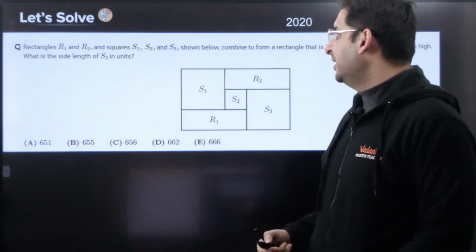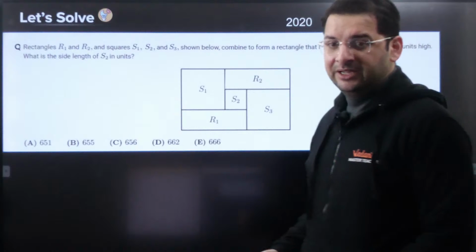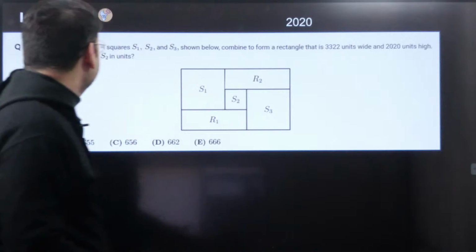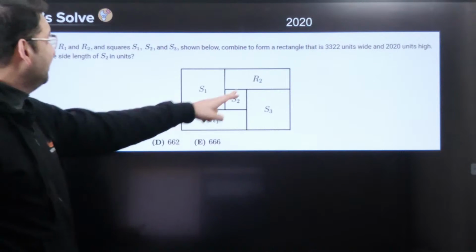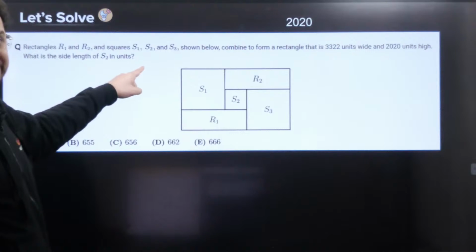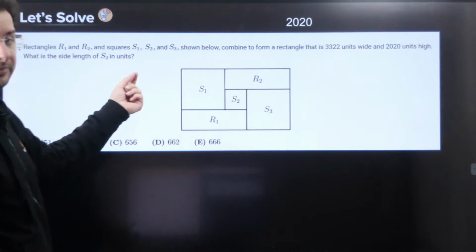This is the first question. Please read the question carefully. The rectangles R1 and R2 and the squares S1, S2, S3 are shown below.